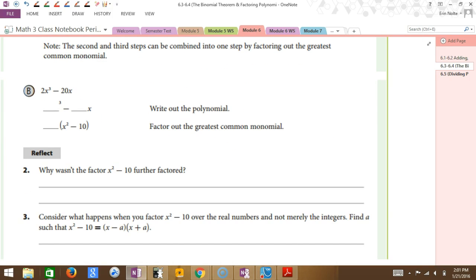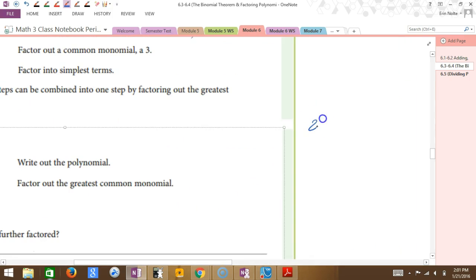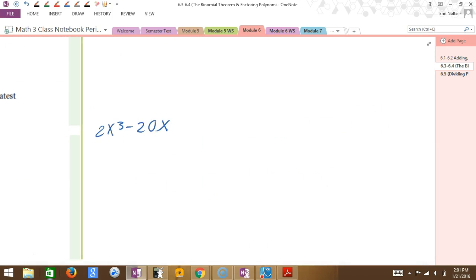So let's look at this example, 2x cubed minus 20x. This is a little bit different, huh? What can we take out of this? What's the greatest thing we can possibly take out? Yep. Does everybody see why we can take out a 2x? What would be left over? X squared minus 10. Yep. Is that all the way factored, or can we factor further?